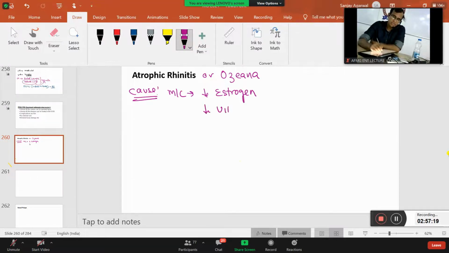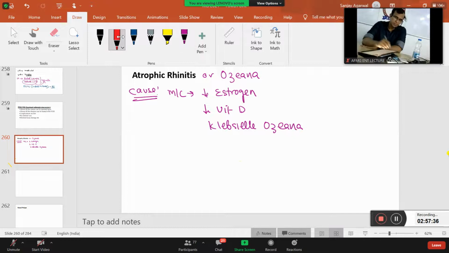Second is decreased vitamin D. It is a vitamin D deficiency. And third, Klebsiella ozaenae. These are some of the causes of atrophic rhinitis. And now you know how you get this name. Where did the name come from? It came from here. Right?